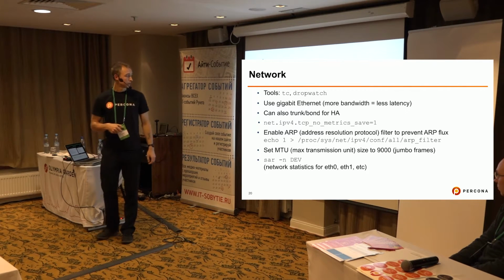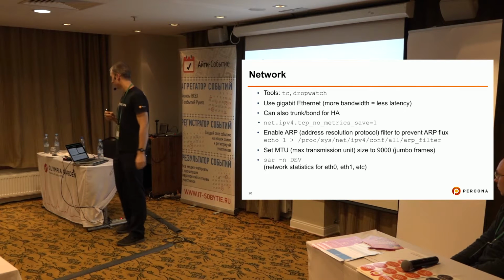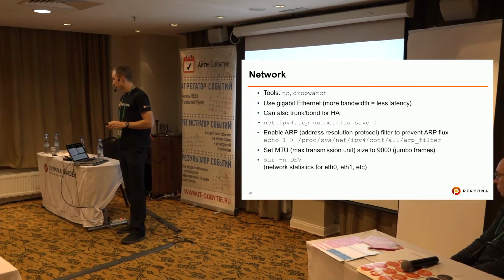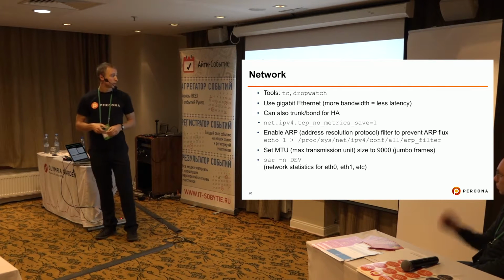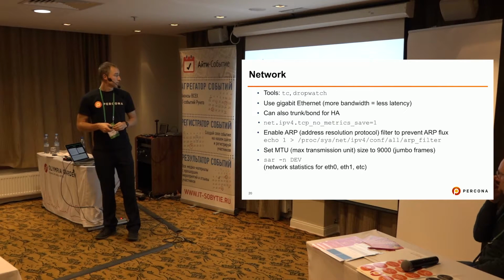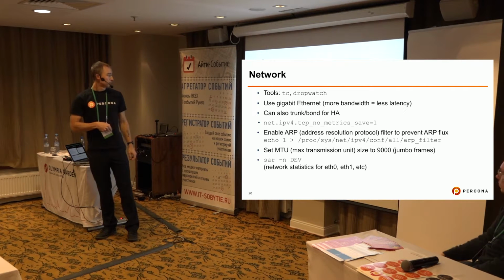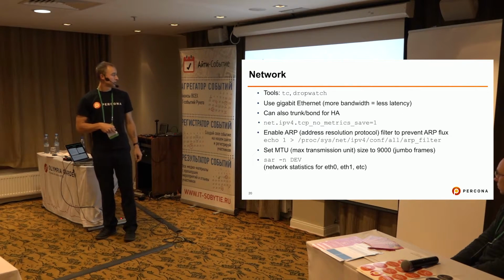Jumbo frames can be good for example, data warehousing use cases. Things like DRBD and NDB cluster, Cassandra and HBase all benefit from setting maximum transmission unit size to 9,000. And you can use sar -n DEV to see network statistics.